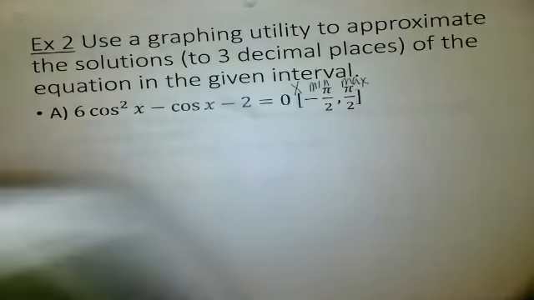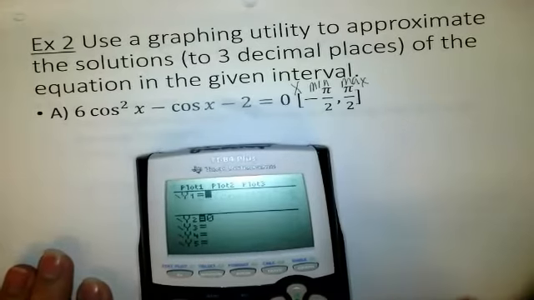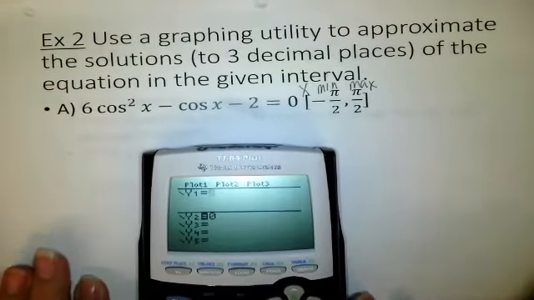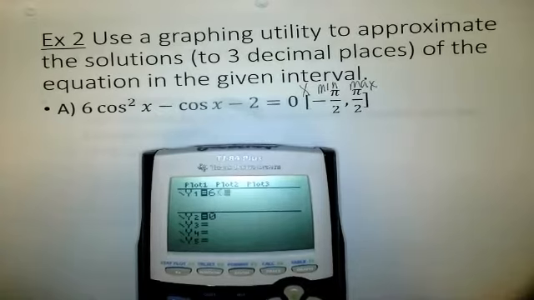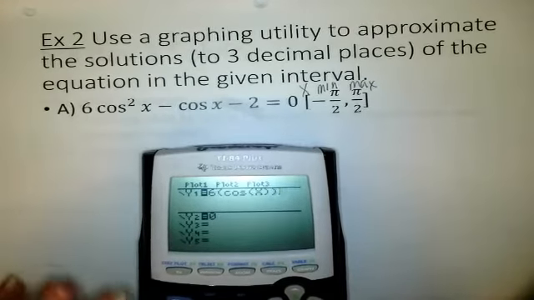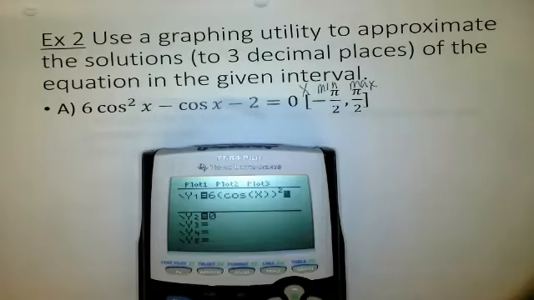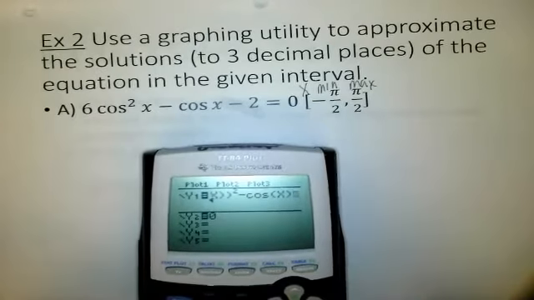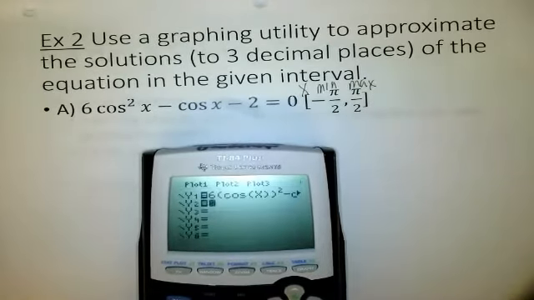All right, we're going to type this one in. So I have 6 times quantity cosine of x, quantity squared. That is the hardest part, squaring the entire cosine function. Minus cosine of x, minus 2, squaring the entire cosine function, not just the x. Set equal to 0, and then we need to change the window.